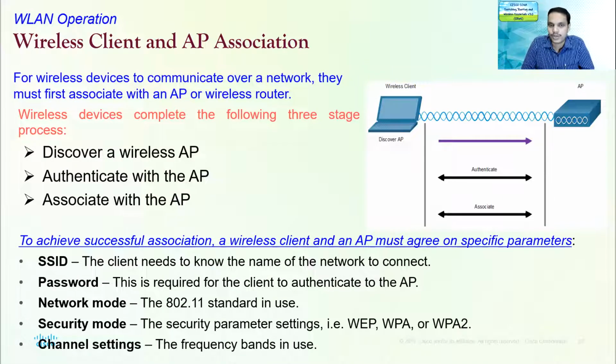To achieve successful association, a wireless client and an AP must agree on specific parameters. The first parameter is your SSID. The client needs to know the name of the network to connect. Then comes the password. This is required for the client to authenticate to the access point. The third one is the network mode. What is the current standard being used, which is the 802.11 standard. Then comes the security mode. Which security parameter settings are currently being used? Are we using WEP? Are we using WPA or WPA2? And finally, what are the channel settings, the different frequency bands that are in use? All these parameters are discussed between a client and an access point before the association starts.